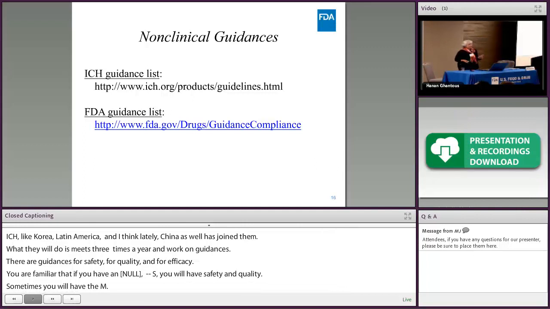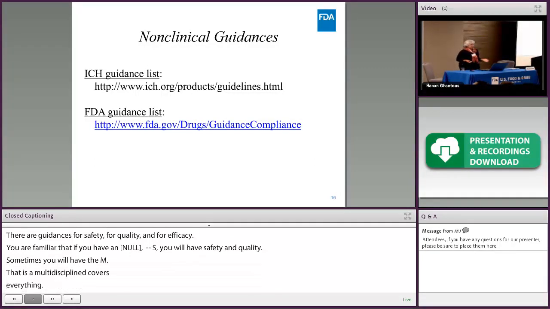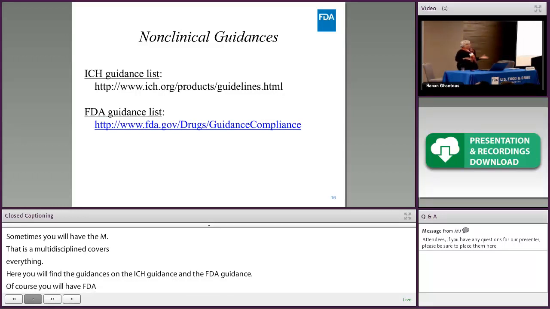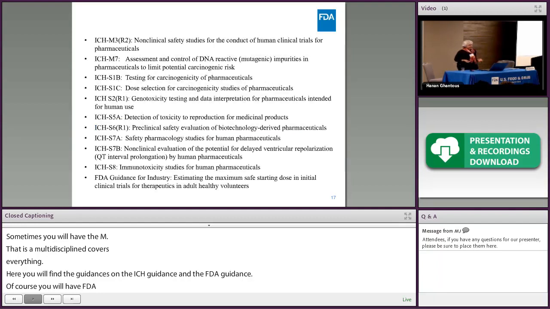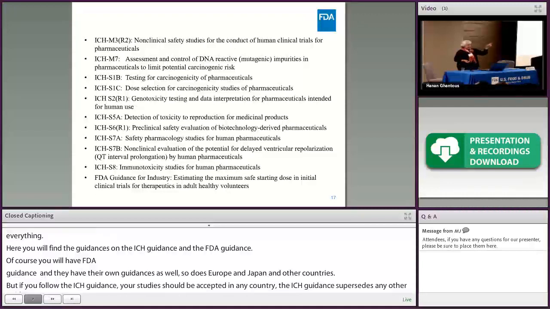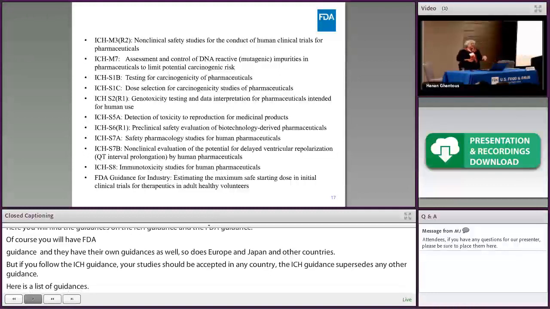Of course, we have ICH guidances, but then FDA has their own guidances too. And so does Europe and Japan and other countries. But if you follow the ICH guidance, your studies should be accepted in any country. ICH guidances supersede any other guidance. And here's just a list of guidances. There are a lot of guidances outside, but I noticed none of them are non-clinical. I'm going to complain. But here's a list for you.